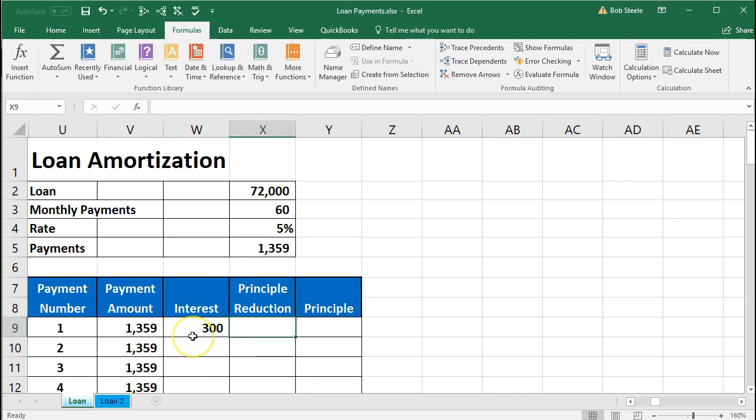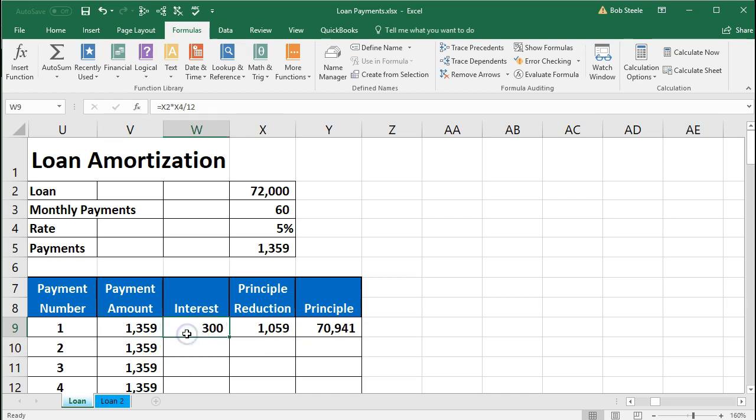So of this 1,359, 300 is interest, therefore the rest is principal. So the principal will equal the amount of the payment minus the interest. That'll give us the principal reduction. Here's the principal before, and there's the principal reduction. So we're going to say this equals the 72,000 minus the principal reduction. So once we record our payment, if we have this amortization table, we know that we're going to make a payment, write a check for that.